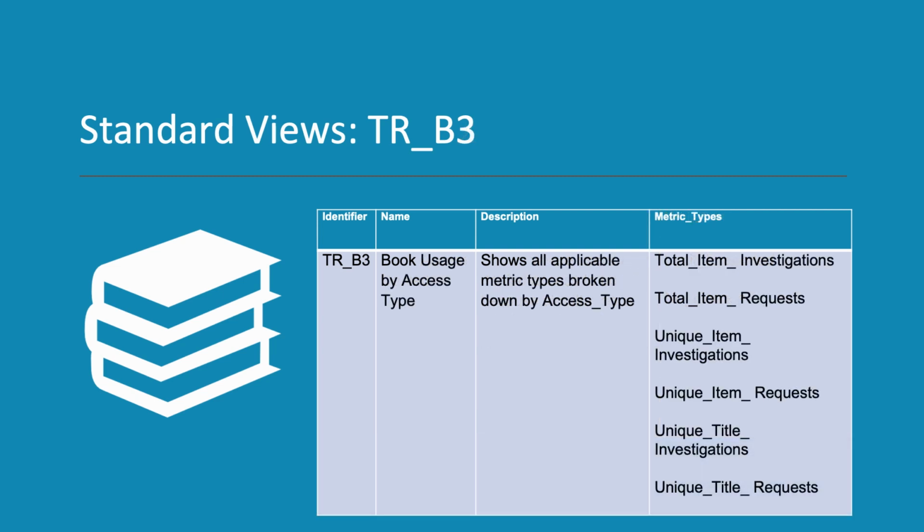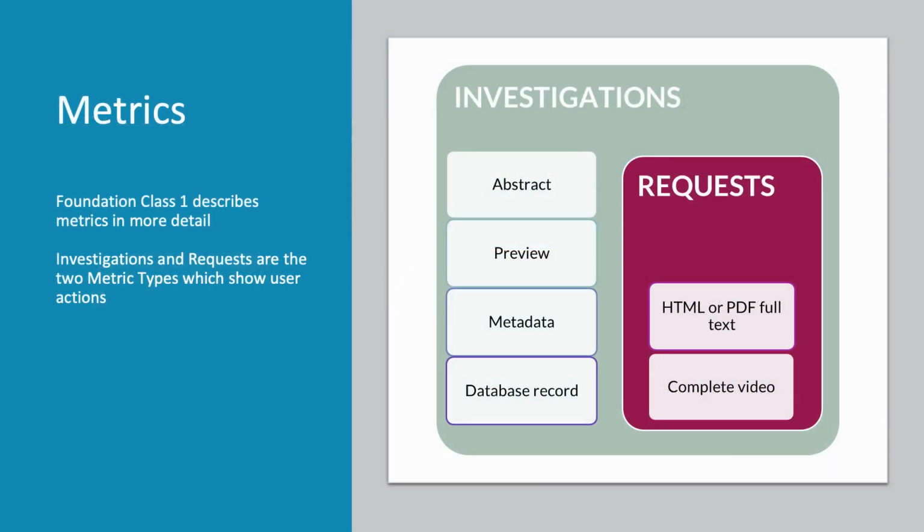TR-B3 is the standard view that shows all applicable metric types broken down by access type. This report shows 6 metrics: total item investigations, total item requests, unique item investigations, unique item requests, and unique title investigations and unique title requests. This report tells you about full-text views and downloads, and any other actions performed by the user. These investigations might include viewing a book or chapter abstract or preview. Foundation Class 1 describes metrics in more detail, but here is a quick recap.